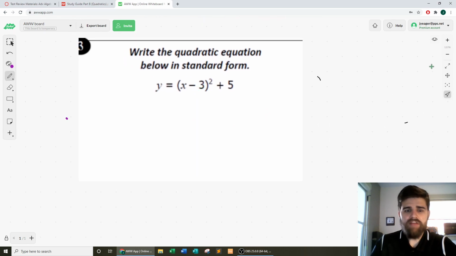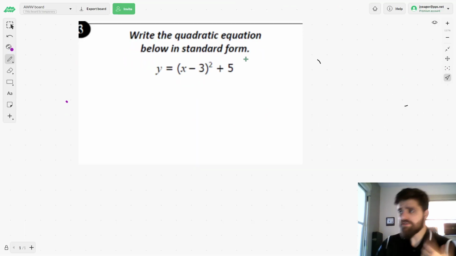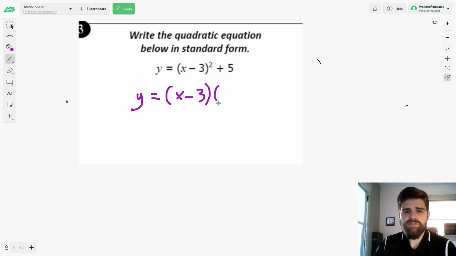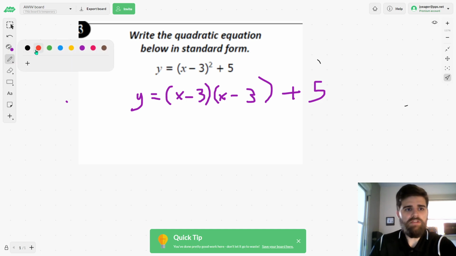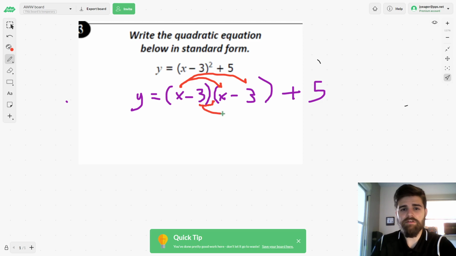Alright, so we have x minus 3 squared. So that means x minus 3 times itself. I'm going to rewrite this: x minus 3 times itself, times x minus 3. Then we got a plus 5 on the end. Okay, so how do I deal with this parentheses times parentheses? Well, I'm going to distribute, and we're going to do FOIL. So first terms times outside terms times inside terms times last terms. So we just distribute both terms across the parentheses.